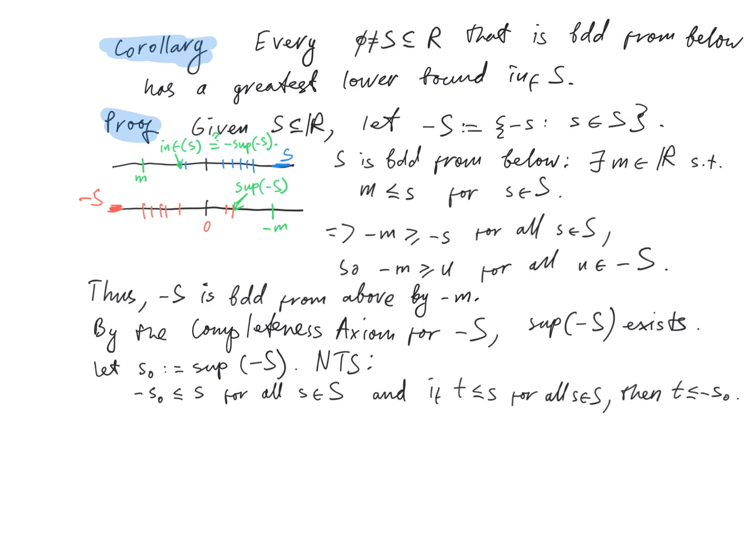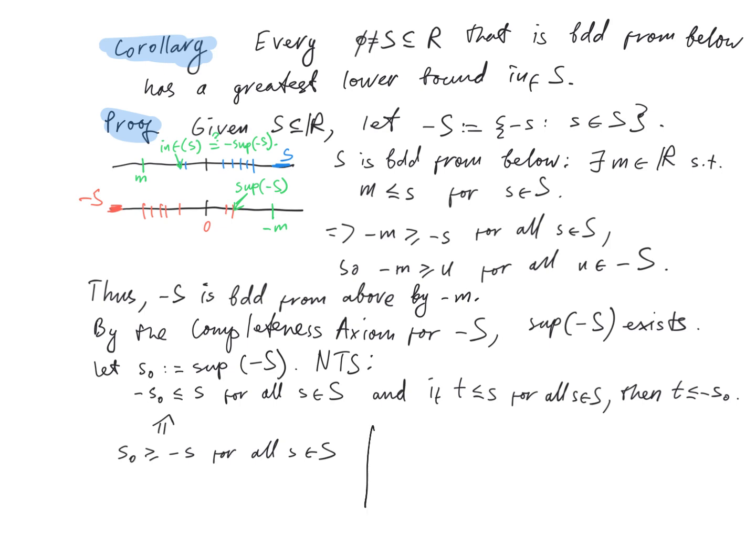Because the first claim shows that minus S0 is a lower bound for the set S, while the second condition shows that minus S0 is the greatest lower bound. That is, that minus S0 is the infimum of S. Now, by the choice of S0, we have that S0 is greater or equal than every element of the set minus S. Hence, it is greater or equal than minus S for all S in S. And this implies the desired condition, multiplying both sides of the inequality by -1.